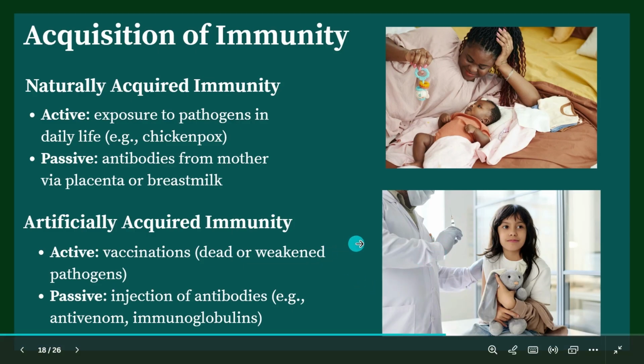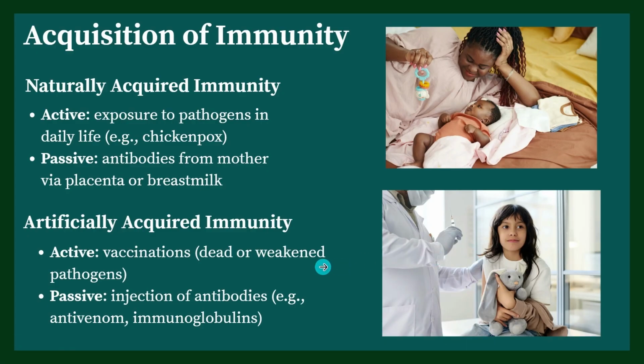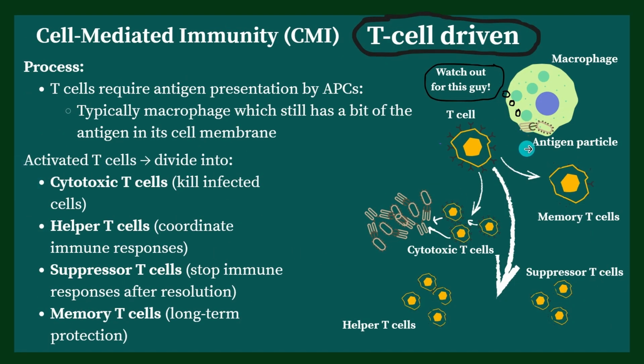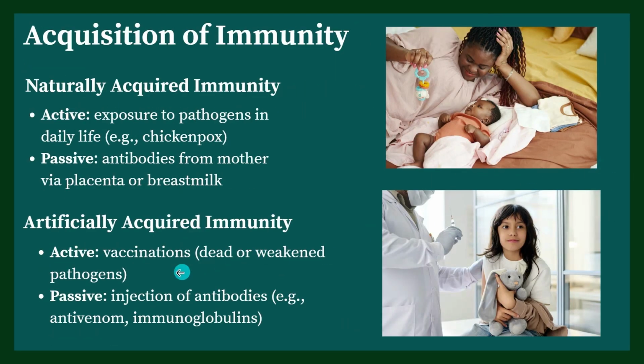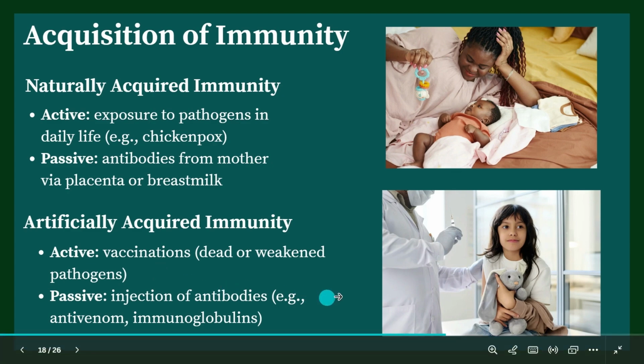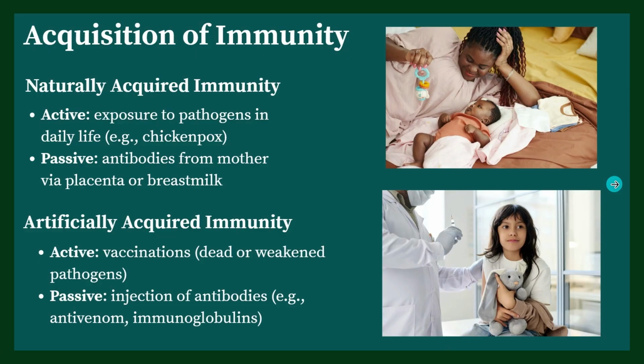So active is a vaccination. The dead or weakened pathogens are placed into our bodies, and our body marks those little bits through that process that I just described. The phagocyte is like, hey, watch out for this guy, and now our T cells know what to look out for. And then passive acquired immunity would be if we get antibodies actually put into our bodies that do the destroying. So we have antivenoms and immunoglobulins that will actually do the work for us of destroying pathogens.